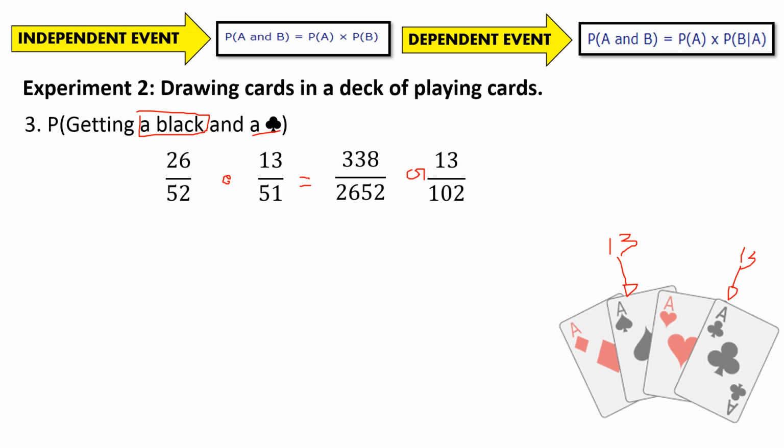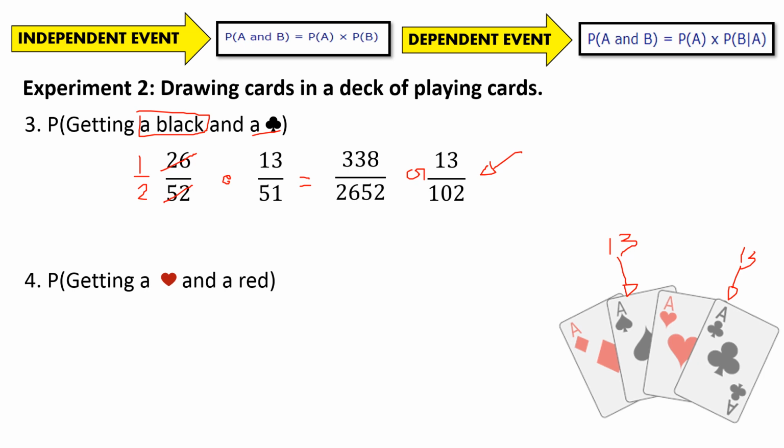If you are good in lowest terms, you may have the lowest term for 26 over 52 as 1 half. Then multiplying 1 half by 13 over 51 will give you instantly the simplest form of the answer, which is 13 over 102. Number 4. I want you to listen carefully for this one, for number 4.